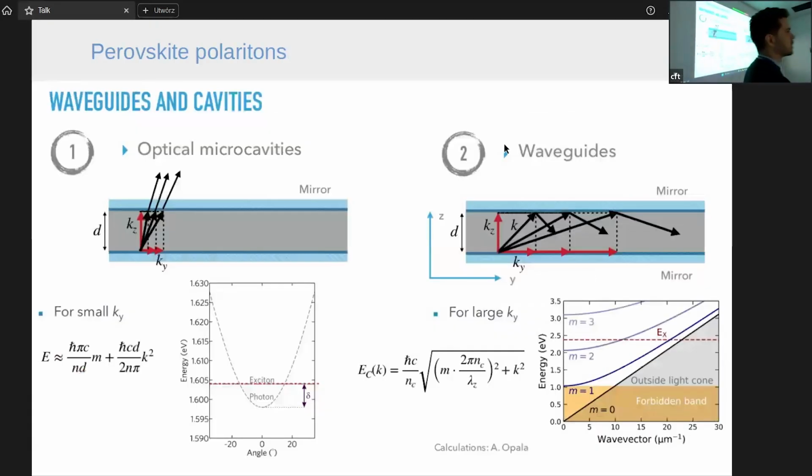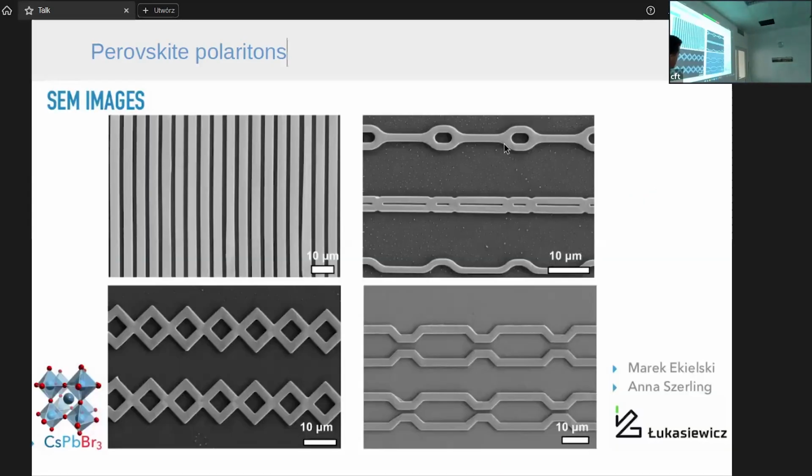Sorry, what does parameter M stand for? This M? Yeah. This is just a number, like a quantum number, which tells you how many. If you have the standing wave here, this is the number of antinodes.